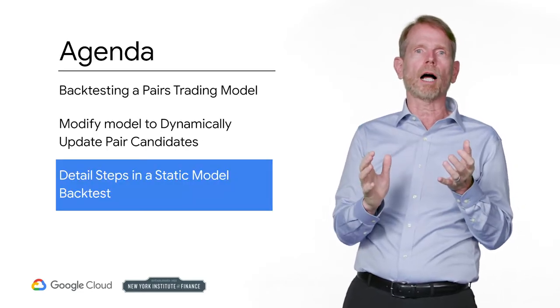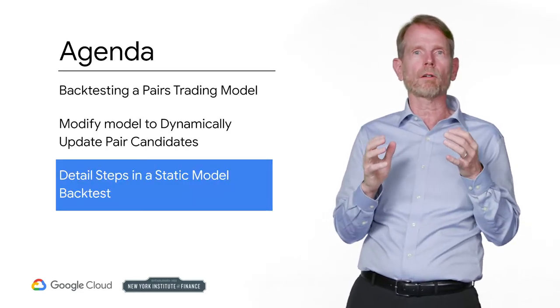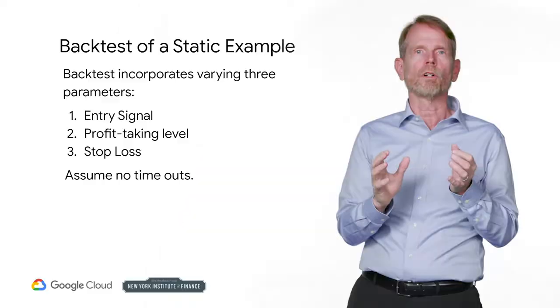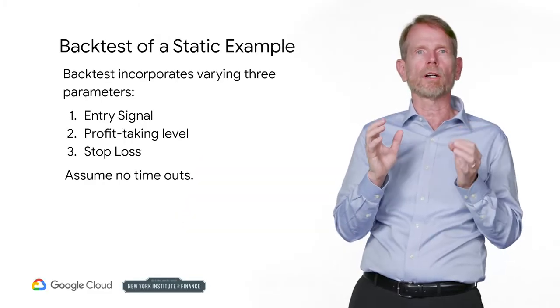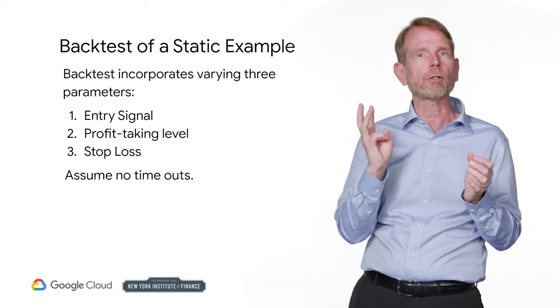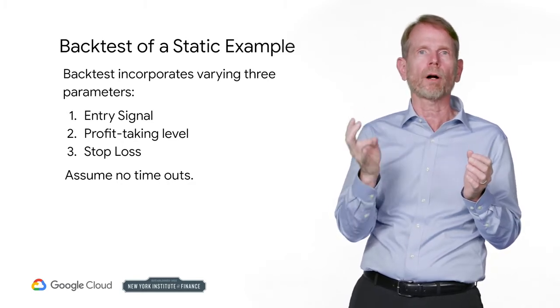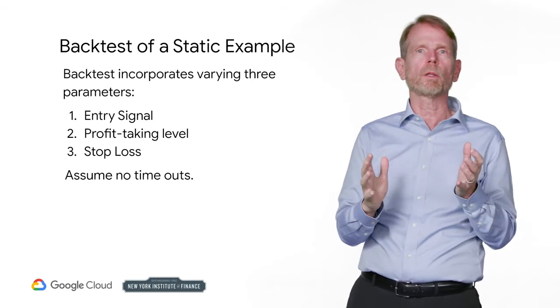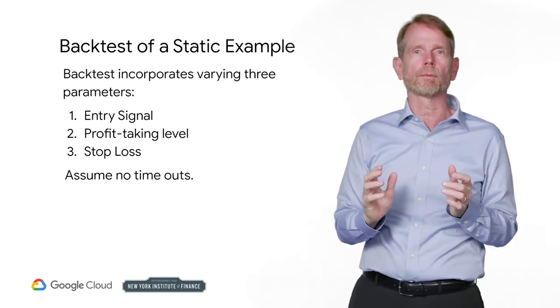Now we will talk about optimizing the parameters of your model based on 4 key performance metrics. Let's illustrate the backtest of a static example. When you run the data, recall that you are varying 3 parameters: entry signal, profit taking level, stop loss. As before, we will assume there are no timeouts.